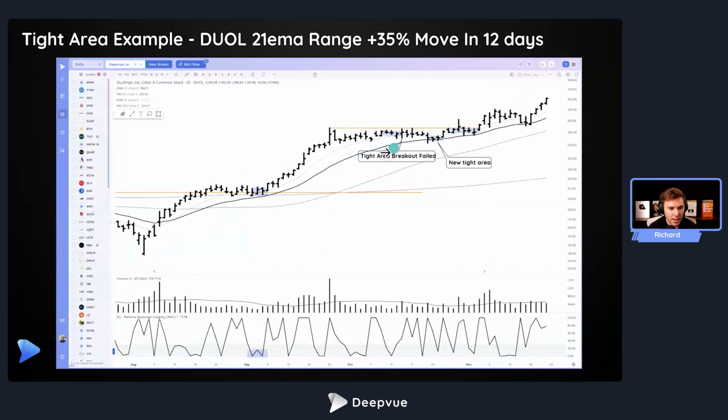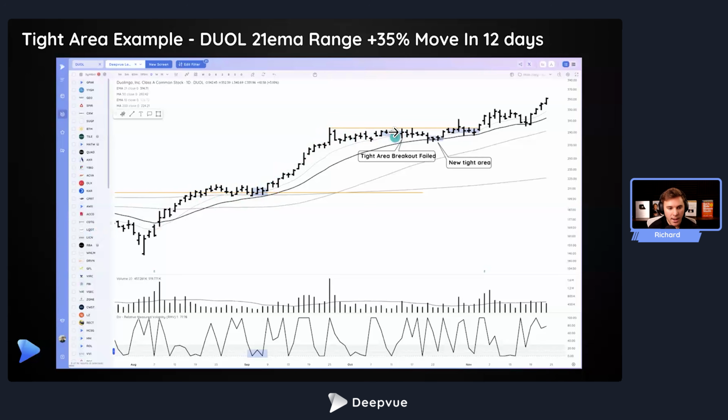This was very nice. Duolingo, we had one back in here at the top of, so this orange line is a key level because it's the high that was set in the IPO move. So if you look at the chart, and maybe we can look at it in just a minute in Deepvue Live, this orange line is the level that was set where the stock moved up higher to the IPO, and then it formed that longer base that's just now moving up higher from. So this formed a tight area right against that key level. We get the breakout, 35% move in 12 days.